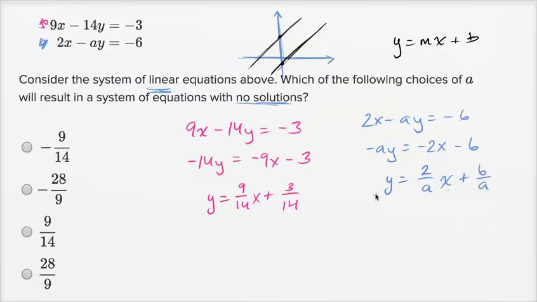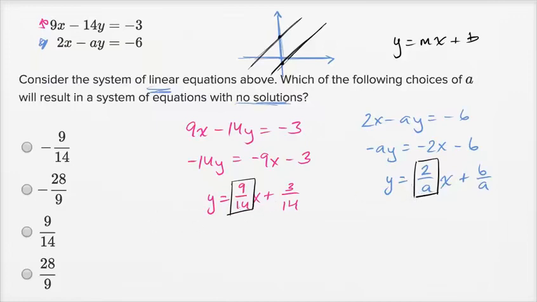All right. So we need to set up a situation where 2 over a is equal to 9 over 14. These two things have to have the same slope. And when we figure out that a, we have to verify that they have different y-intercepts. Because if they have the same slope and the same y-intercept, instead of having no solutions, they would have an infinite number of solutions, because then it would be the same line. But let's solve for a.